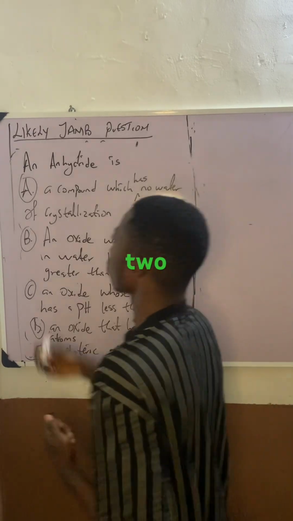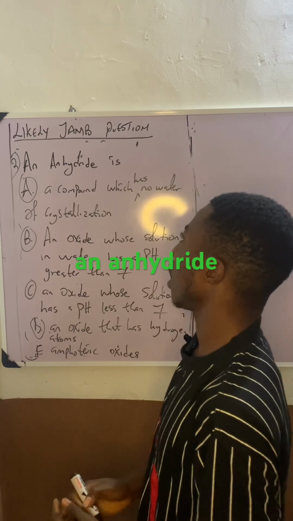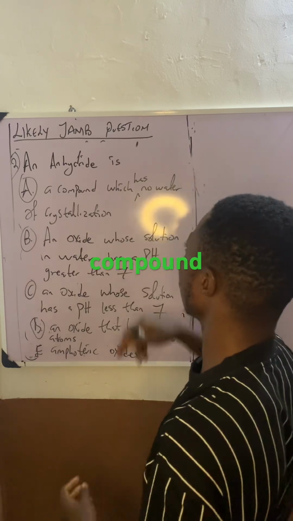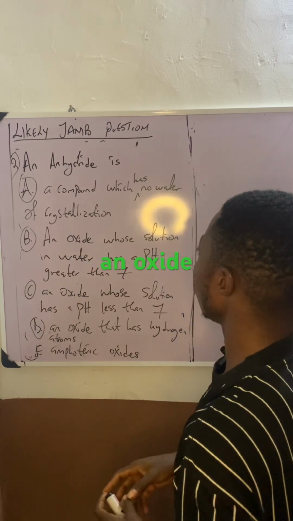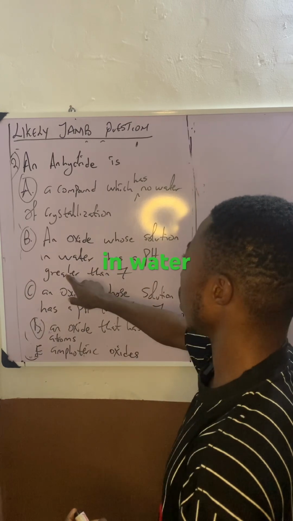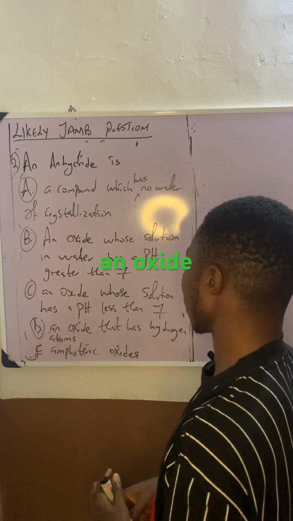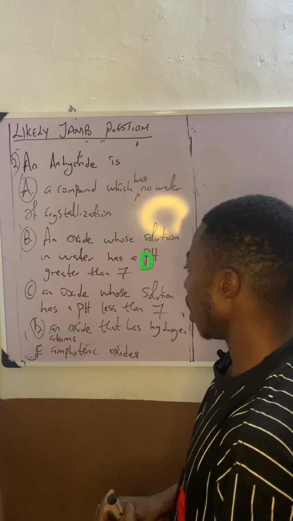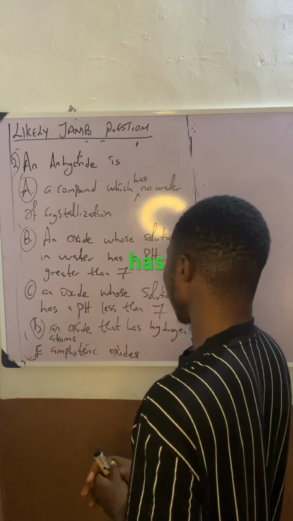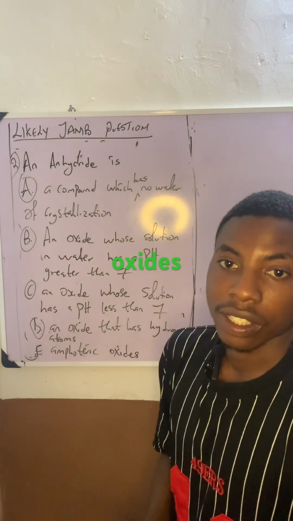So for question number two, it says an anhydride is a compound which: A, has no water of crystallization; B, an oxide whose solution in water has a pH greater than 7; C, an oxide whose solution has a pH less than 7; D, an oxide that has hydrogen atoms; E, amphoteric oxides.